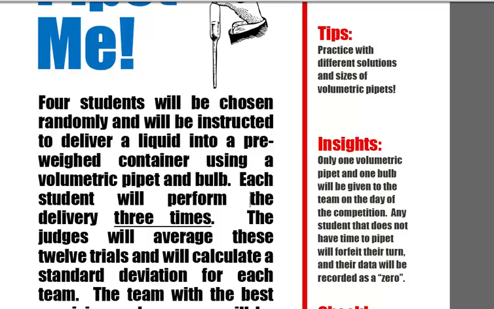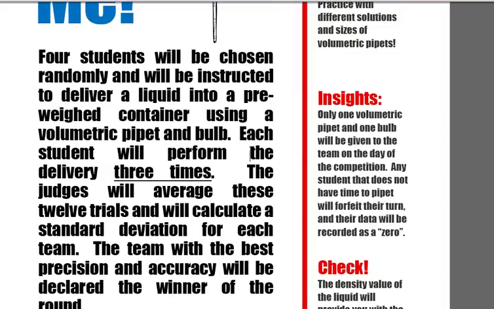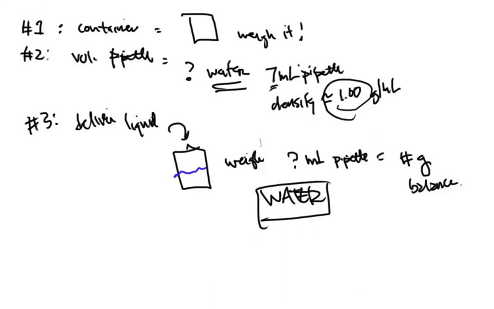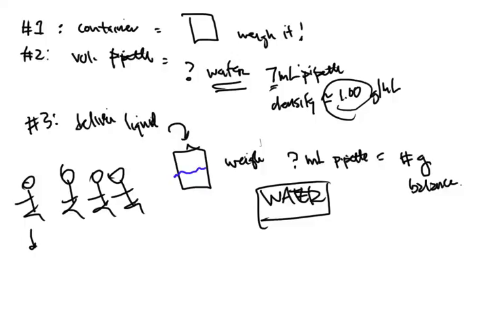It's going to be very short, very sweet, but you've got to do this at least 3 times. And then we'll average these together and we will calculate a team score or a team error based on how each person pipetted, right? So just to make clear of the rules, you'll have 4 people. Here's my stick people. Each person will pipette 3 times. We will only give you 1 pipette and we will only give you 1 bulb.